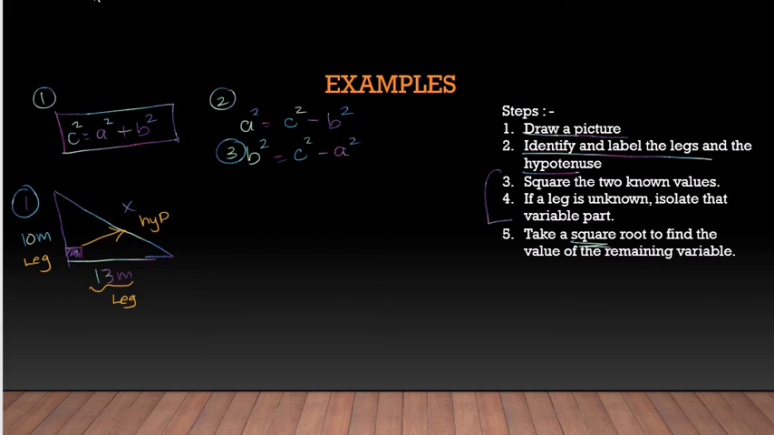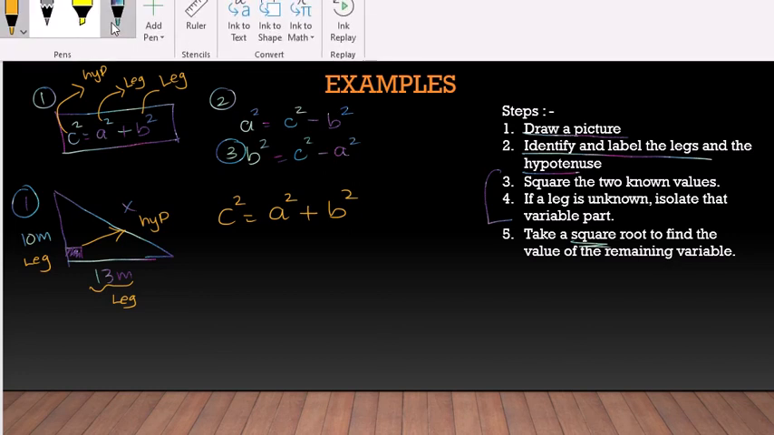Now we need to substitute the values into the formula. I need to find the hypotenuse. Your c is the hypotenuse. A and b represent the legs. This is formula number 1, and we are going to use it. So I'll put it here: c squared equals a squared plus b squared. Whatever c is, we don't know what that is.